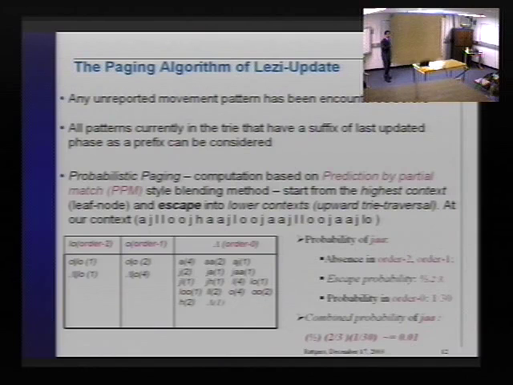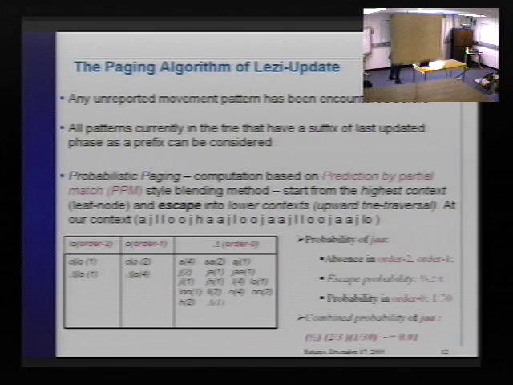So the paging algorithm of lazy update is, you basically get a set of sequences and you have got nothing back from the mobile. So then the system says, where is the mobile? One thing that the system knows is that whatever movement the mobile has done since its last update must already have been seen before. Because that's the reason that the mobile has not sent an update. Otherwise it would generate a new update. So all patterns that are currently in the trie that have a suffix of the last updated phrase as a prefix can be considered.